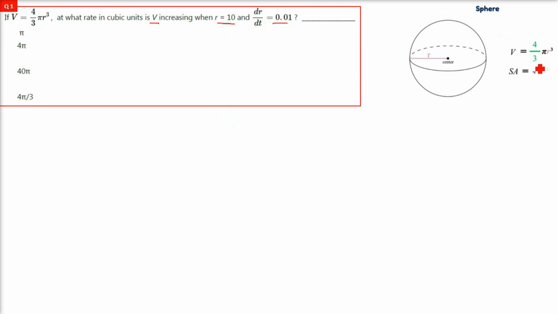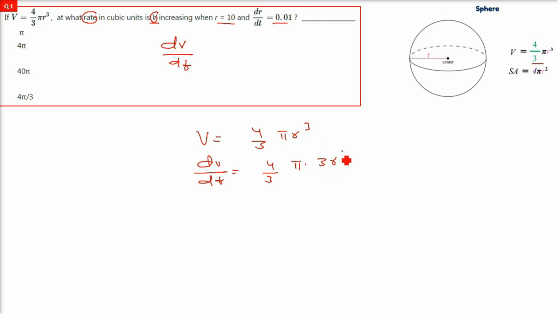Now we have this volume as 4 by 3 pi r cube. Now at what rate the volume is increasing, that is we are interested in dV by dt. So first we'll take V. V is 4 by 3 pi r cube. And dV by dt will be what? In the previous question I told you that it will be 4 pi r square dr by dt, because 3 r cube gives 3 r square, 3 gets cancelled, you get 4 pi r square, and then we have dr by dt also because we are differentiating with respect to t.